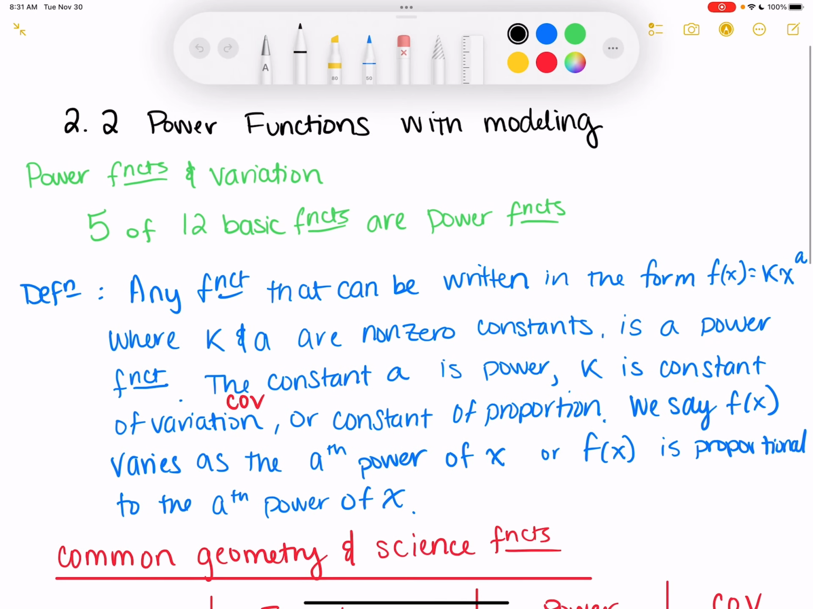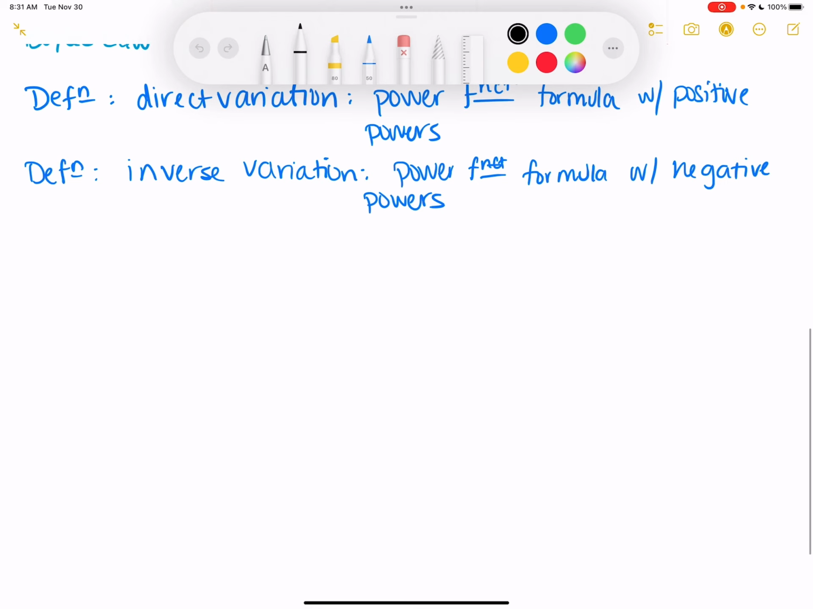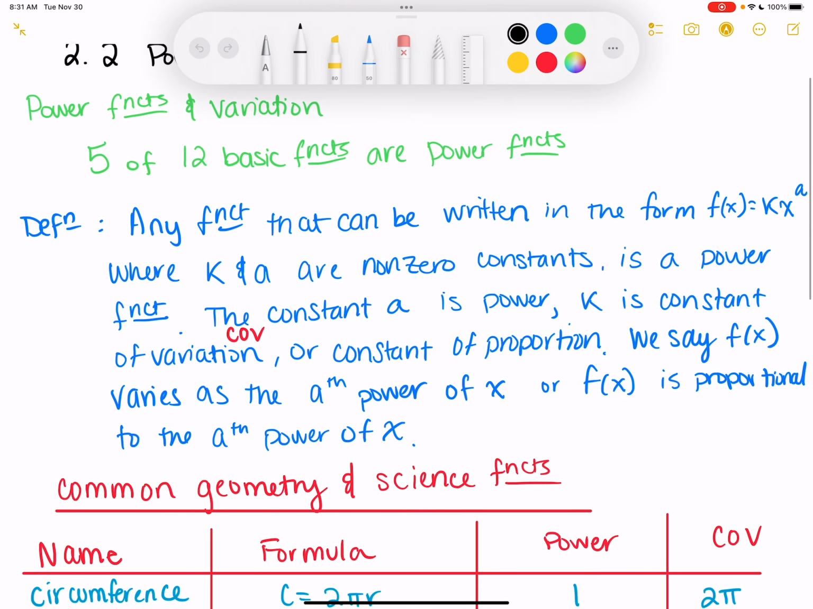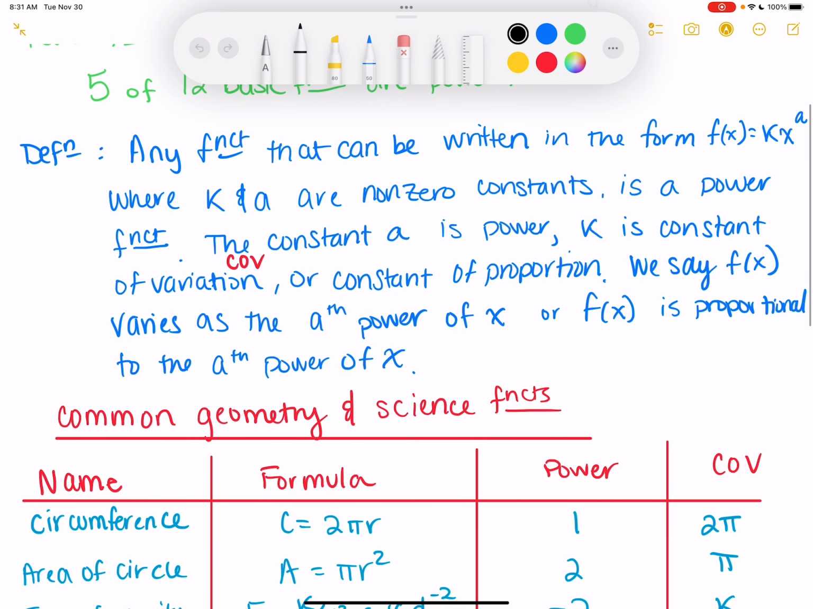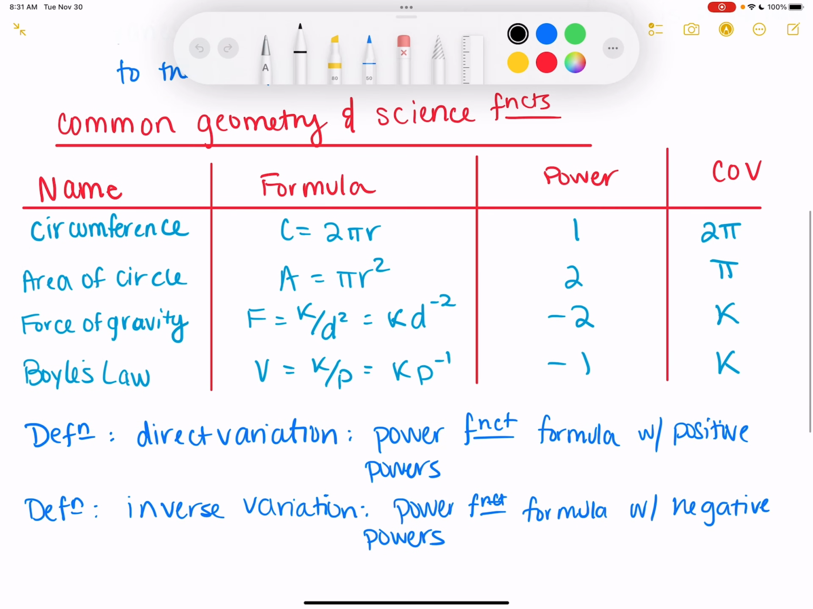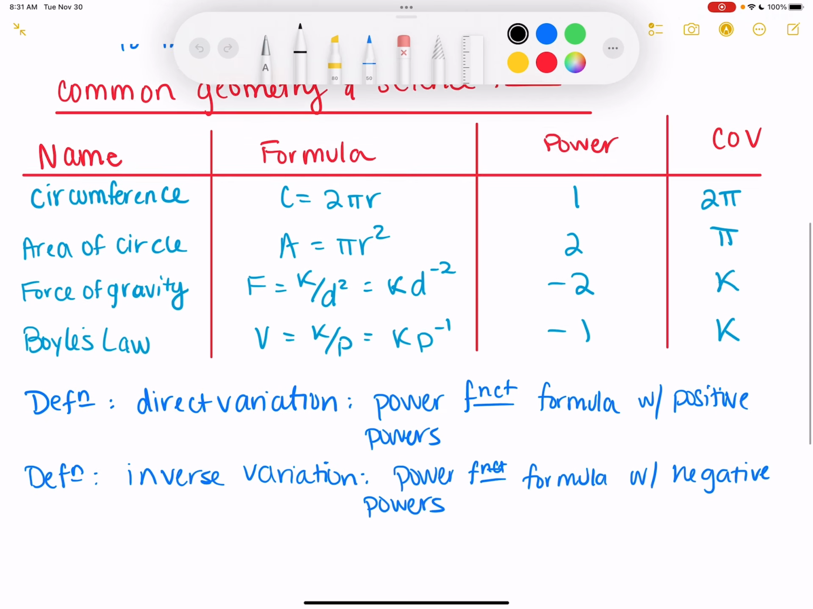All right. So we're going to go through examples for 2.2. Remember we talked about power functions. We're going to be finding the power, the constant of variation. These are some formulas that you'll need for like 2 or 3 problems that we're doing.